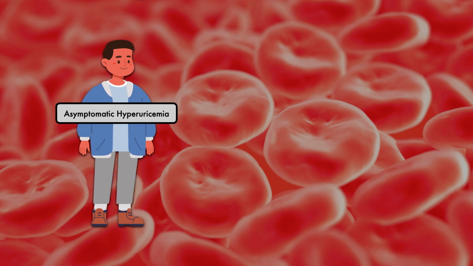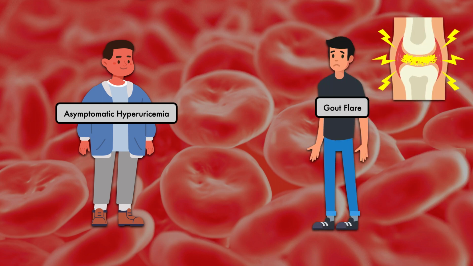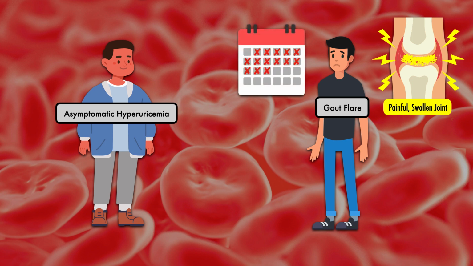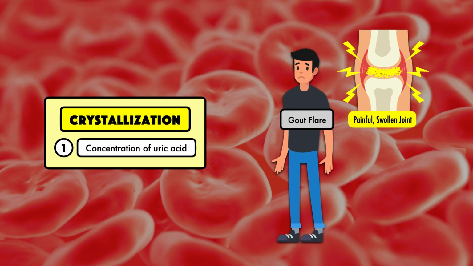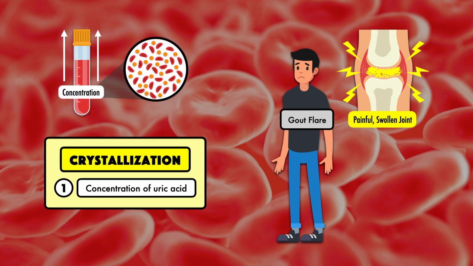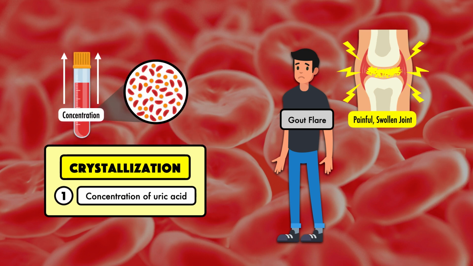While some patients with hyperuricemia remain asymptomatic, others go on to experience a flare when monosodium urate crystal deposition in a joint triggers an inflammatory response. The result is a painful, swollen joint that without treatment can persist for up to 2 weeks. Concentration of uric acid is the most impactful factor for crystallization to occur. In other words, the higher the uric acid climbs, the more likely it is that monosodium urate crystals will form.